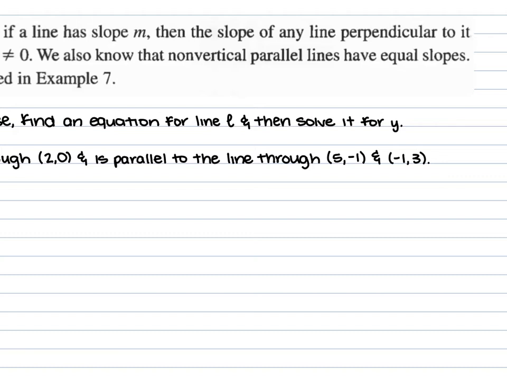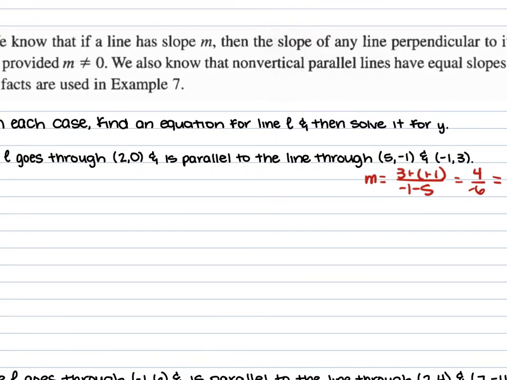So I'm going to start this one by finding my slope between these 2 points, that 5, negative 1, and negative 1, 3. So I'm going to do 3 minus negative 1, which turns into 3 plus 1. That gives me 4 over negative 1 minus 5, which is negative 6. This in simplest form is negative 2/3, so my slope for my other line is going to be negative 2/3 as well. So using my 2, 0 and point slope form, I'm going to have y minus 0 is equal to negative 2/3 times x minus 2. I'm going to distribute that negative 2/3 to get y is equal to negative 2/3 x plus 4/3.